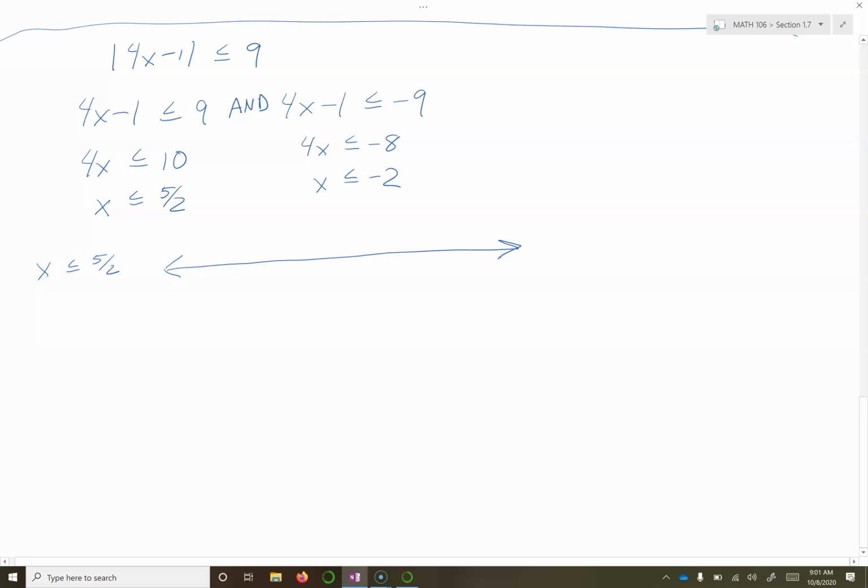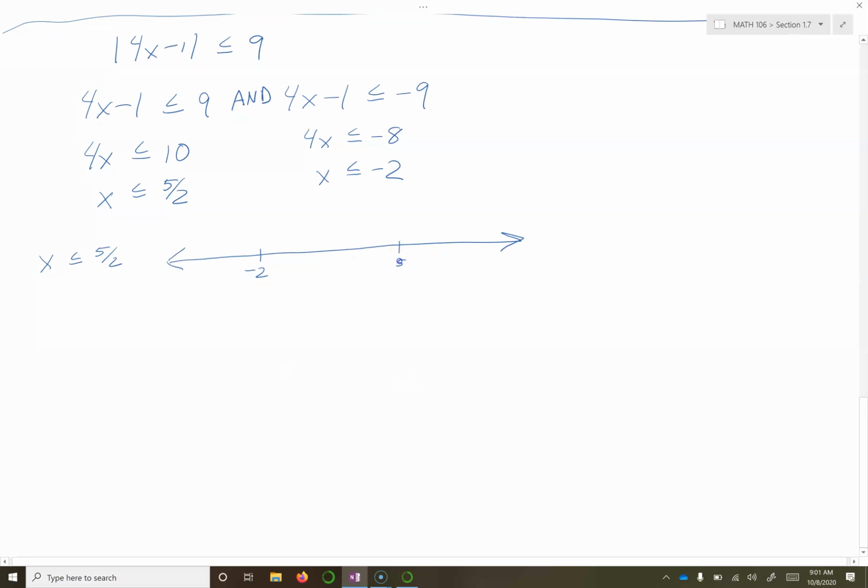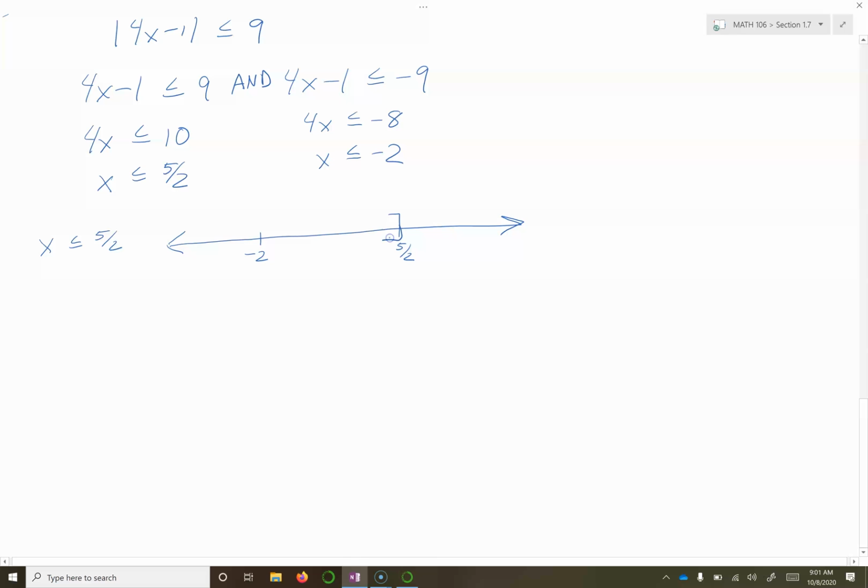So we have negatives and positives. I'll put the negative 2 over here, the 5/2 over here, and we have to be less than or equal to. So we're going to go this way, and then x less than or equal to negative 2. So this one's interesting.